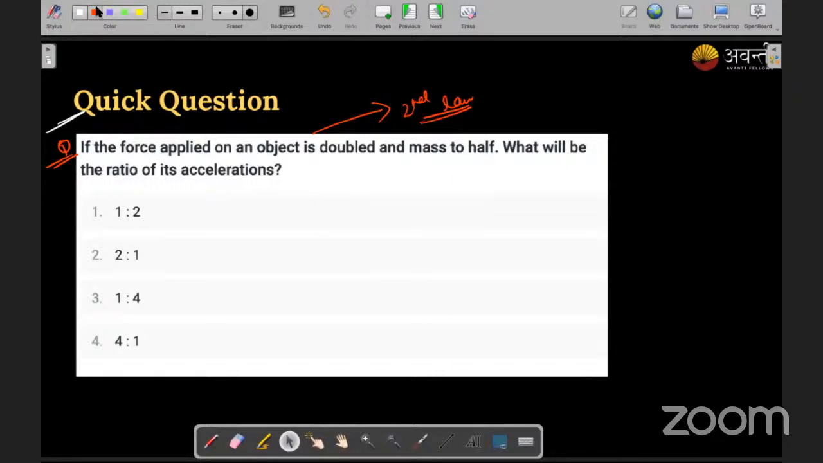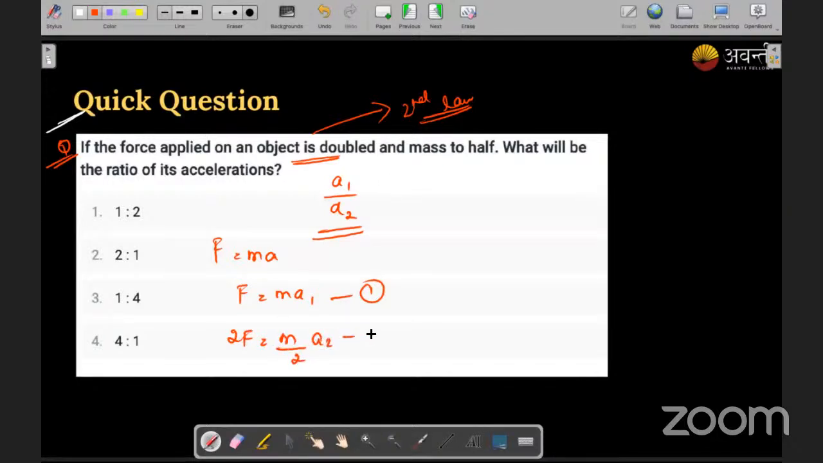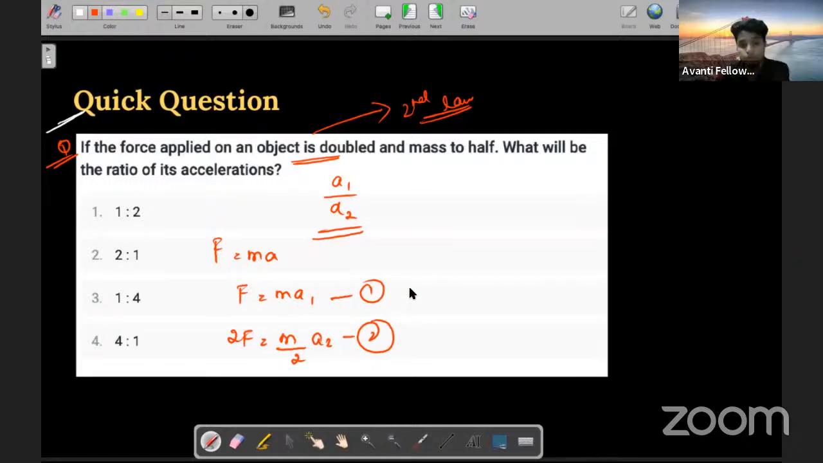See, over here we want the acceleration ratio, that is a1 by a2. We know F is equal to m into a. Initially the force is F is equal to m into a1. For the second case, they doubled the force and the mass was halved, m by 2. The acceleration was different.